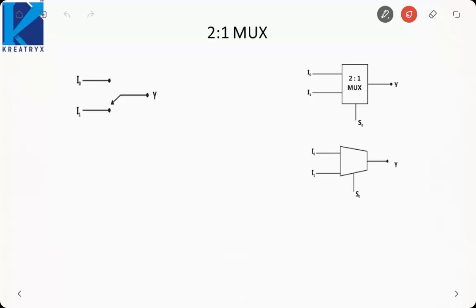So a 2 is to 1 multiplexer basically functions like a switch. This switch can be controlled by the signal S. So when S is 0, it is connected to I0, and when S is 1, it is connected to I1. This is how we can represent it using black box. Black box means functionality is hidden from me. I don't know the functionality or the implementation. I just know the inputs and the outputs. I don't know how it is working on the inside or how it is being implemented using various logic gates.